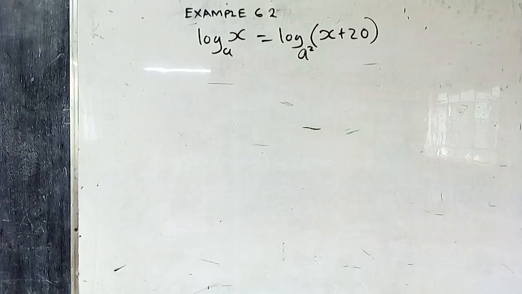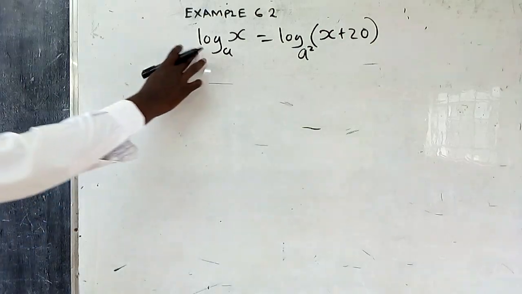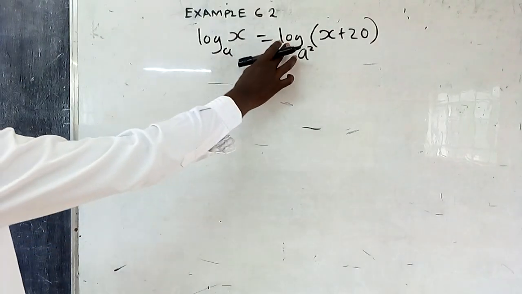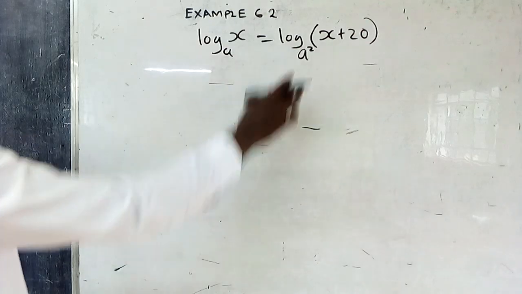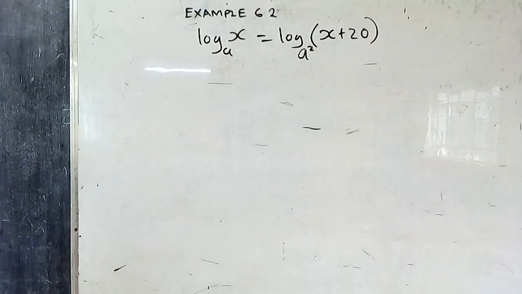Example number 62. Given that a is a positive integer greater than 0, solve the equation log x to base a is equal to log (x plus 20) to base a squared. So to solve a logarithmic equation, we must have the same base, isn't it? Are we together? So this base a squared, we have to take it to base a.